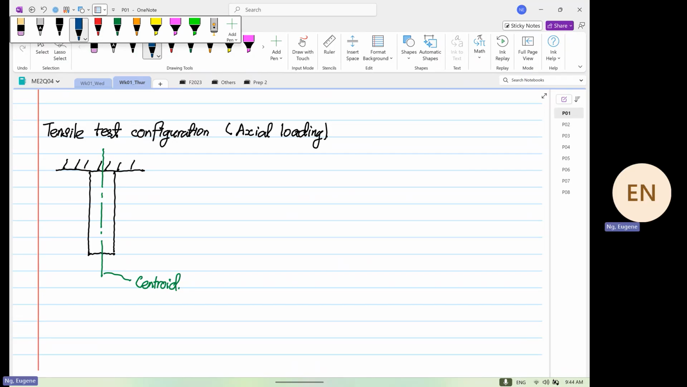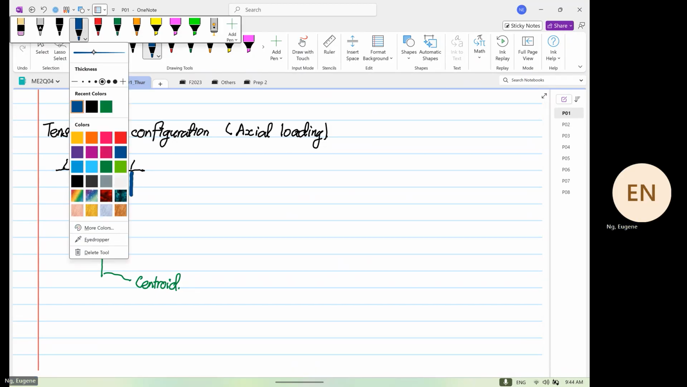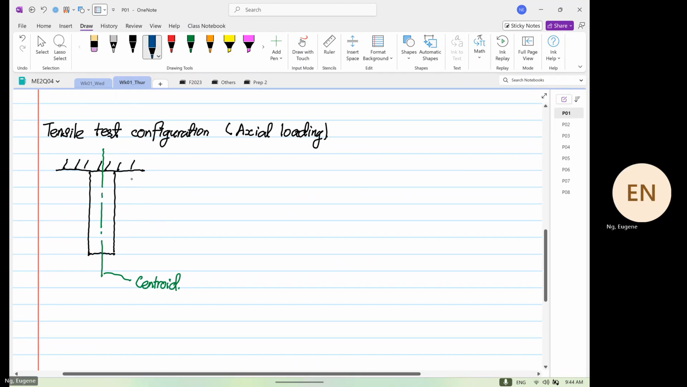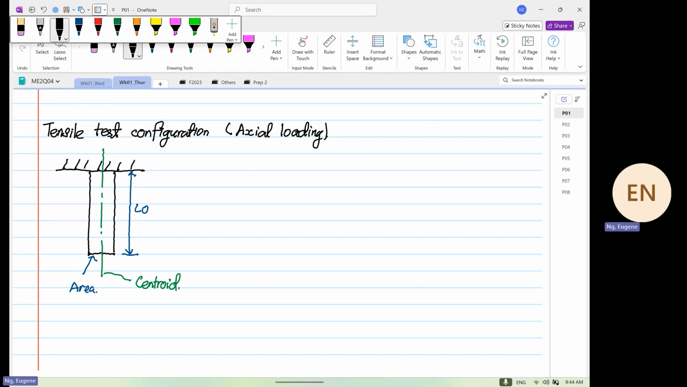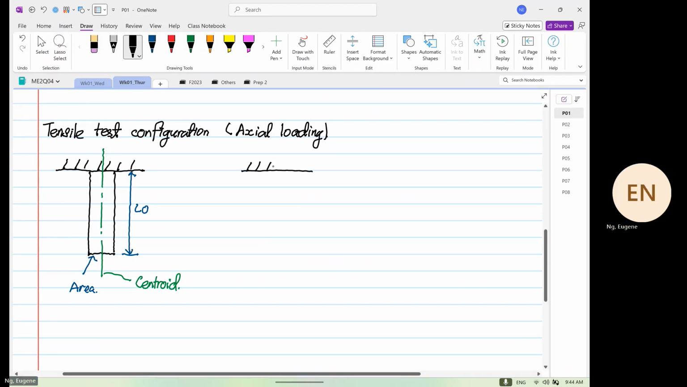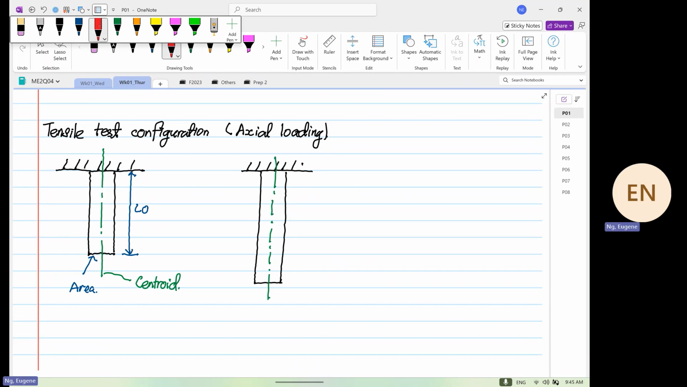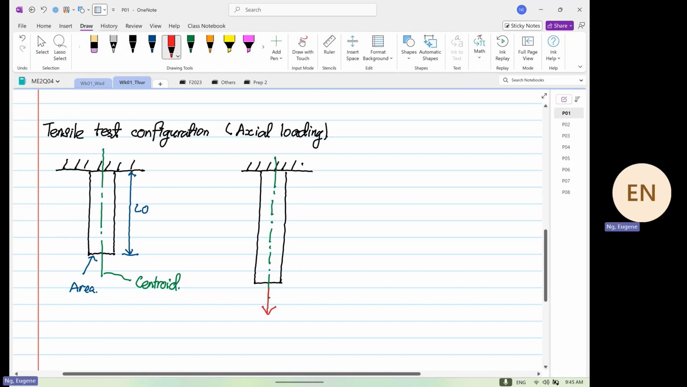So at the centroid, we have a distance from here to here. This is our L naught. And over here we have a cross-sectional area. And from here, what we have now is when we apply a force, the thing extends itself. And this force is applied at the centroid. This force over here is applied at the centroid, and I will use the same nomenclature, the word F.